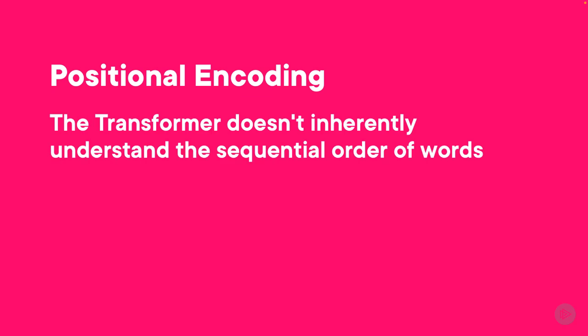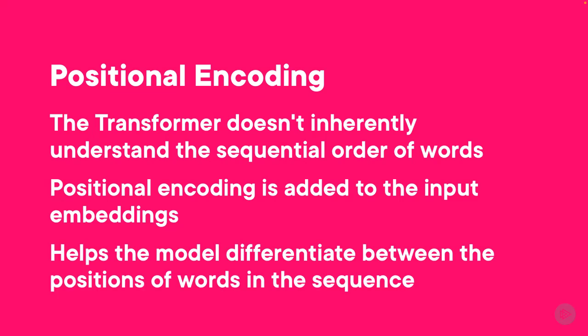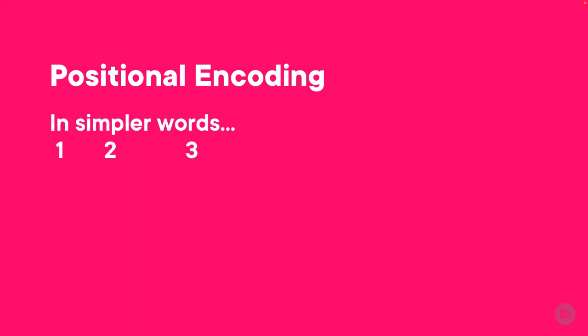Also, since the transformer doesn't inherently understand the sequential order of words, positional encoding is added to the input embeddings. This helps the model differentiate between the positions of words in the sequence. In simpler words, numbers are given to the words in the sentence so it understands where the words are located, making better sense of the text.